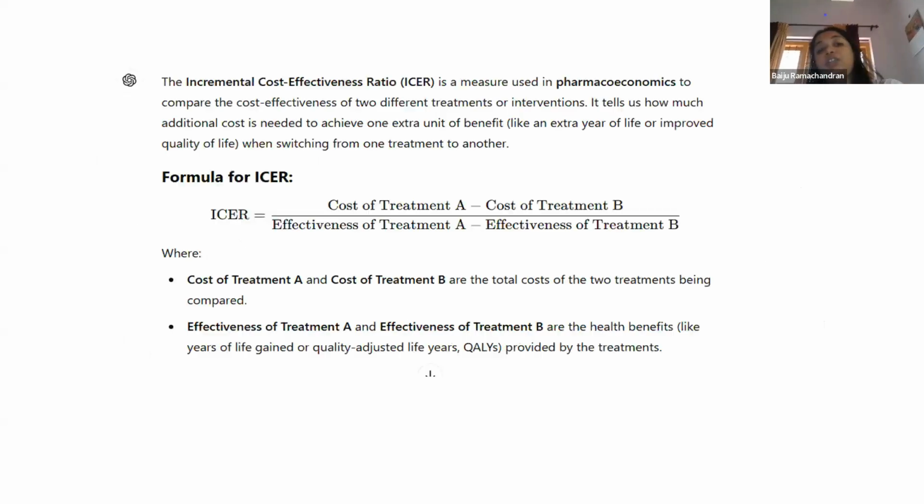Now, questions have also been asked on the incremental cost effectiveness ratio, ICER. It is a term used in pharmacoeconomics. Just think of the additional cost that is needed to achieve one extra unit of benefit. That is meant by incremental cost effectiveness ratio. Here, we are paying an additional cost.